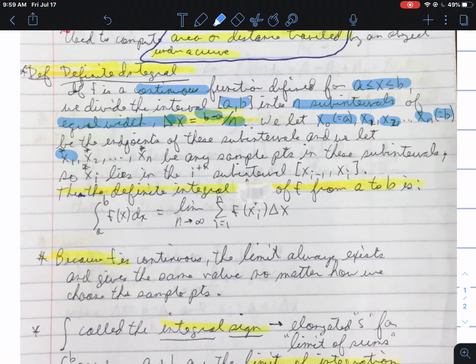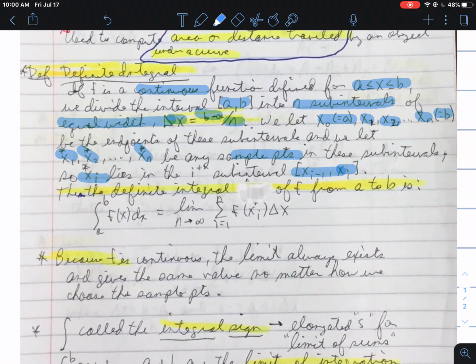And then we let x sub 1 star, x sub 2 star, etc., up through x sub n star be any sample point in those subintervals. So we said generically x sub i star would lie in the ith subinterval, whose right endpoint would be x sub i, whose left endpoint would be one less than that, right? So x sub i minus 1.